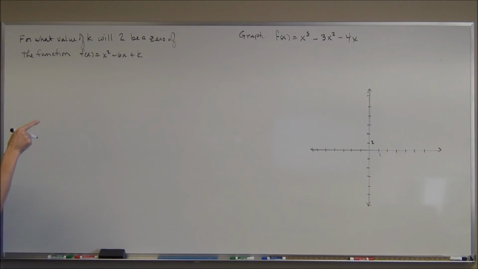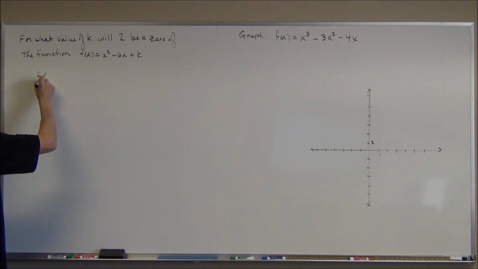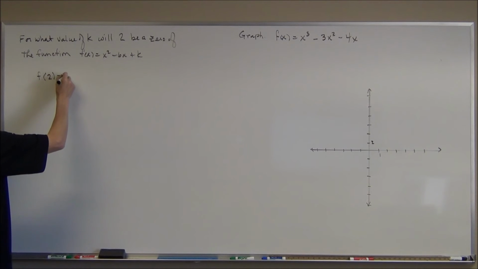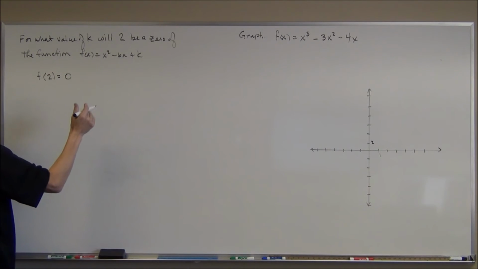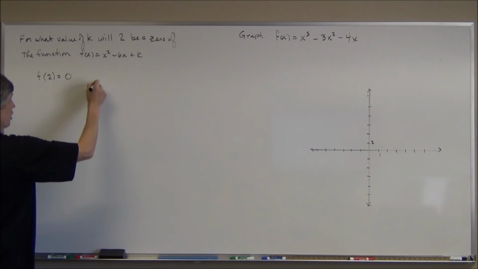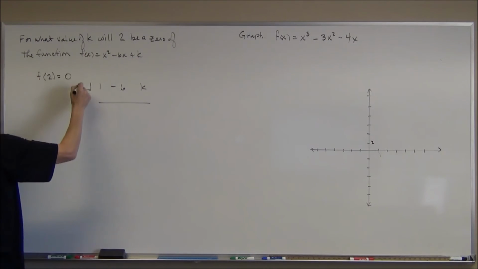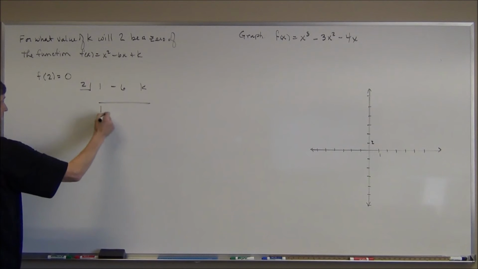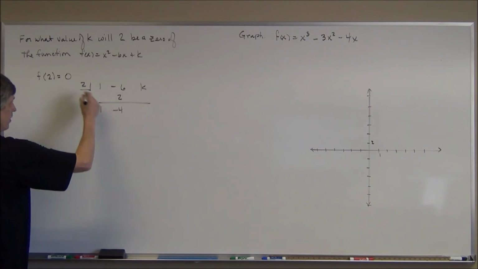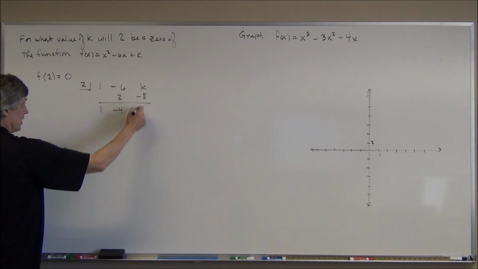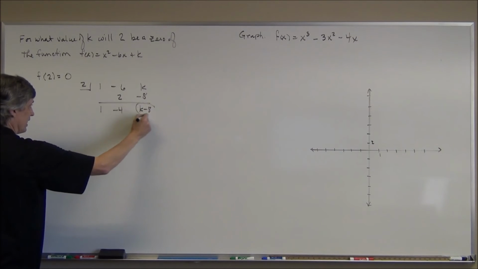Okay, 2 is a 0 if you plug 2 in and you get 0. So let's see what happens here. Let's use synthetic division. 1, negative 6, k. I know that looks weird. Put a 2 in here. That's a 1, that's a 2. That's a negative 4, that's a negative 8. That's k minus 8. That's my remainder.